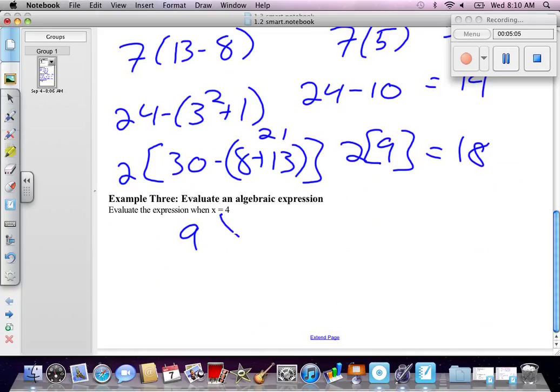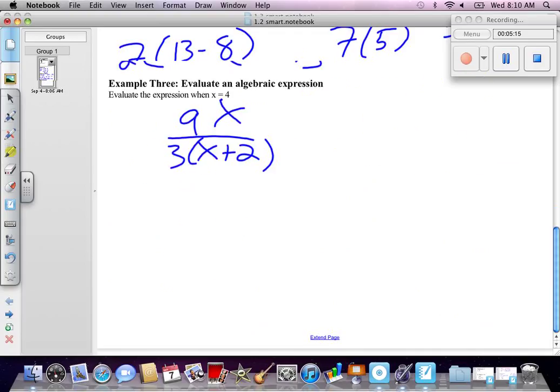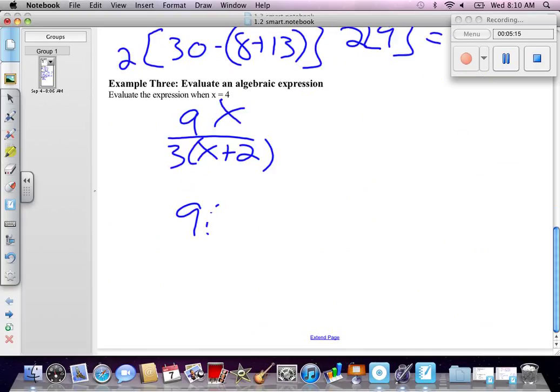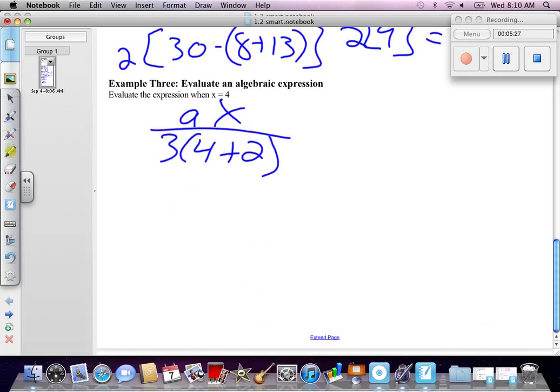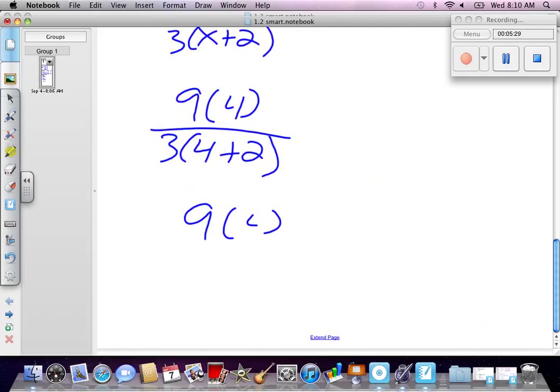We've got 9x over 3 times x plus 2. What are we replacing x with? 4. Good, because it says it right there. Good. So we get 9 times 4 over 3 times 4 plus 2. So I'm going to do the bottom part first because I've got something in parentheses. 4 plus 2 is 6. Good. Count on your fingers, guys.